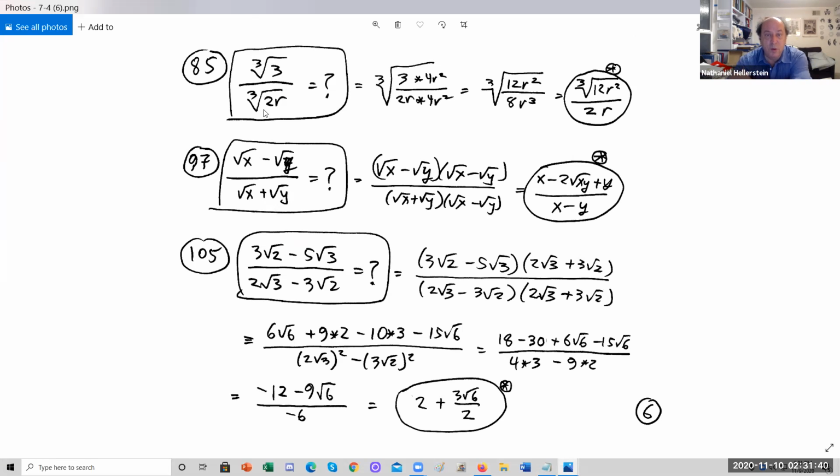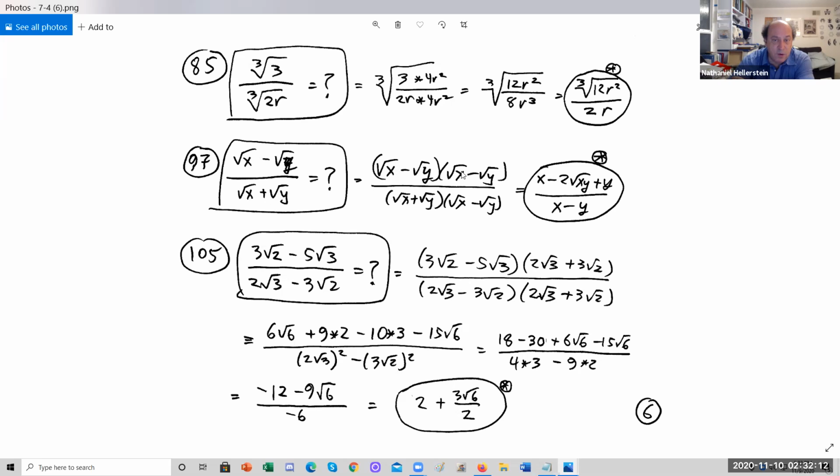Cube root of 3 over cube root of 2r. Well, right, it's cube root of 3 over 2r, but let's multiply above and below by the square of 2r, 4r squared. That way in the denominator we get 8r cubed, whose cube root is 2r, and 3 times 4r squared is 12r squared. So in the end you get the cube root of 12r squared, all that divided by 2r here.